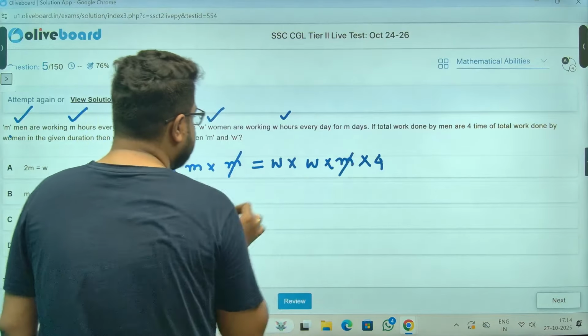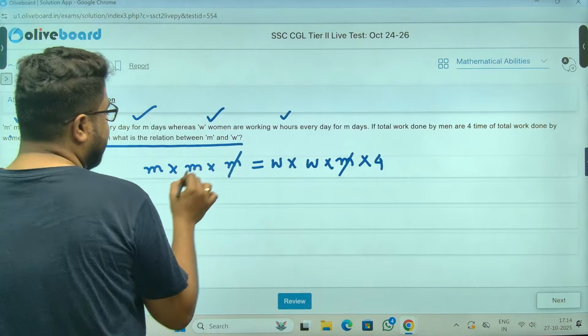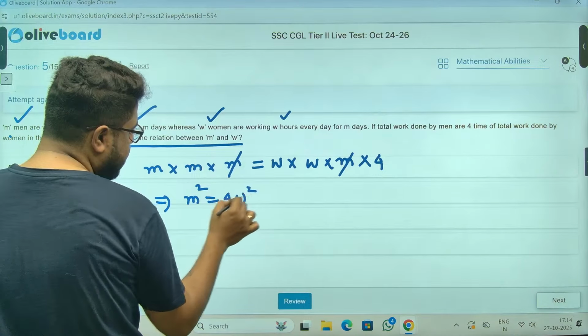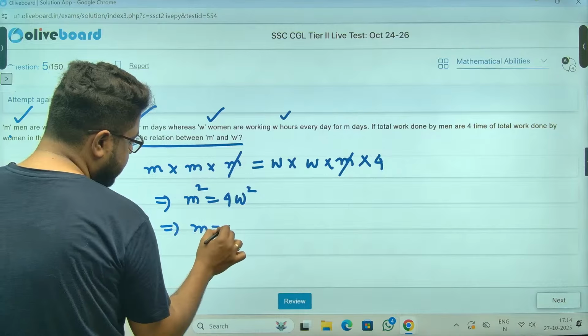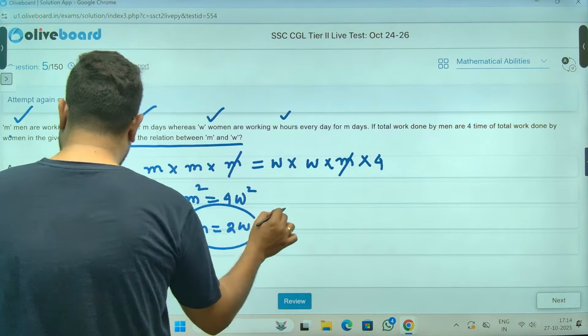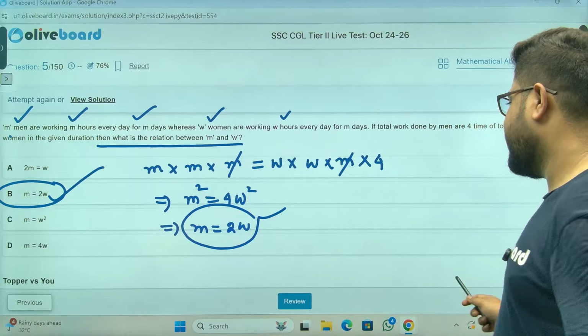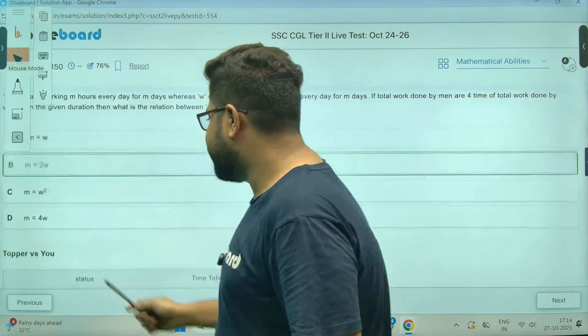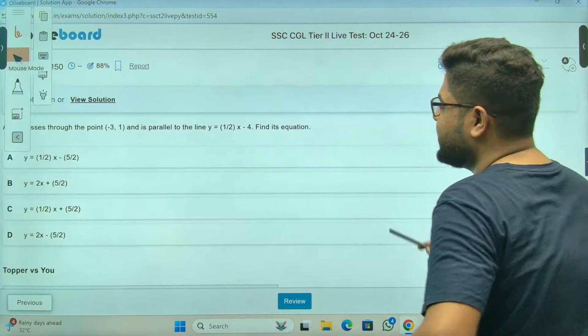Sir, M cancels. They are asking the relation between M and W. Sir, it's very simple. M square equal to 4W square. So M is 2W, which is, sir, option number B. Which is there in option number B, sir. Again, it's a very simple question. Very simple stuff. Next one, sir.